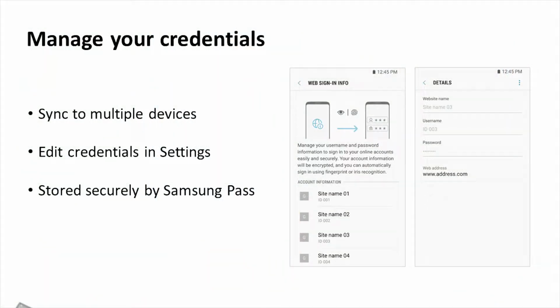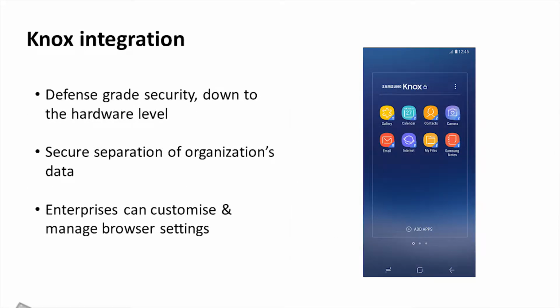Samsung Pass will manage your credentials. It will sync them between devices. You can edit what has been saved. But I think most importantly, it's also stored securely with Samsung Pass. For storage, we use another Samsung technology called Knox. The key idea here is that this is defense-grade security. We're working with the government to satisfy their requirements and get certified, and it's backed by hardware-level security. There's a secure element on the device that facilitates this secure storage, and Samsung Pass relies on that. This is all tightly integrated and just works out of the box.